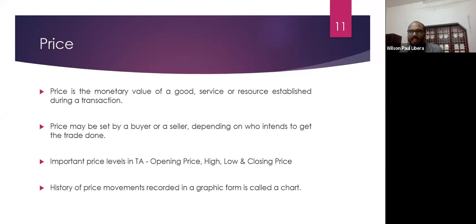So, the history of price movements recorded in a graphic form is called a chart in technical analysis.